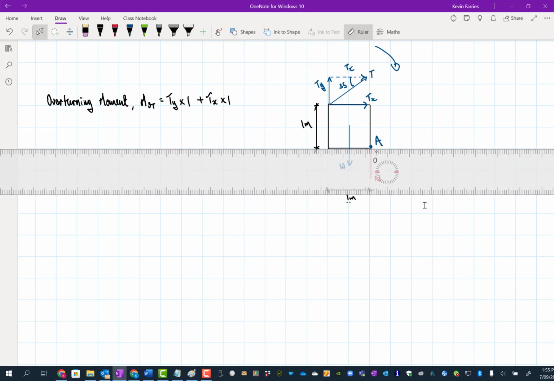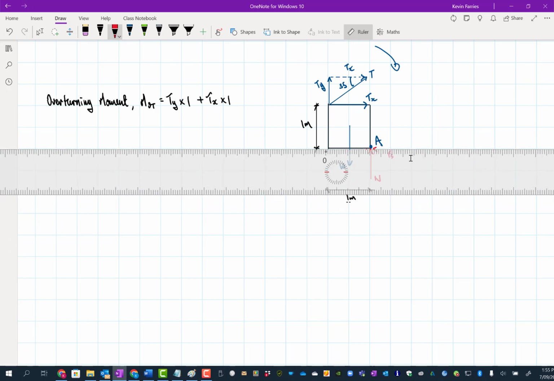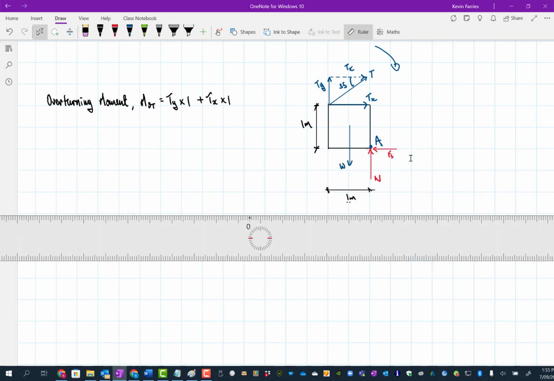So it's now at the point of overturning. So we can move that reaction right back to here. That's what would happen if it was right on the limit of overturning. Your reaction would be on that corner. This would be Fs. It's going to be shorter, a smaller magnitude than the normal force, though, because the static coefficient of friction is only 0.4.